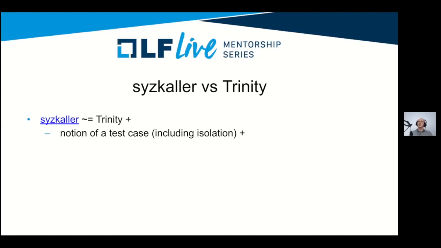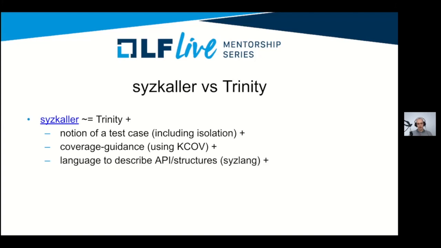This isolation is not perfect because syscaller still reuses the same kernel to run multiple inputs, but it's as good as you can get. So it tries to use different kinds of sandboxes, namespaces, and stuff like that. Then it is coverage guided. I mean, the moment you have a notion of a test case, that means you can actually mutate those test cases and you can use the coverage guided approach. And it relies on kcov for that.